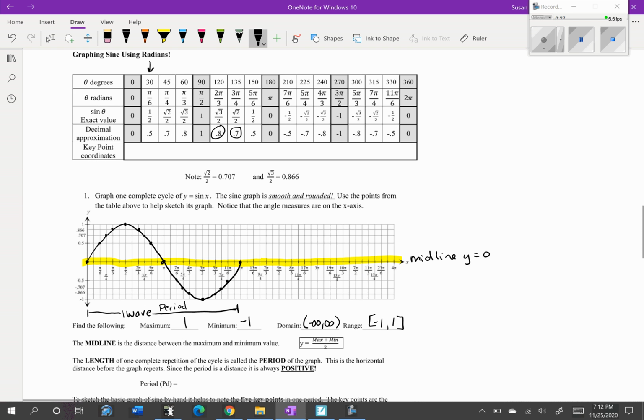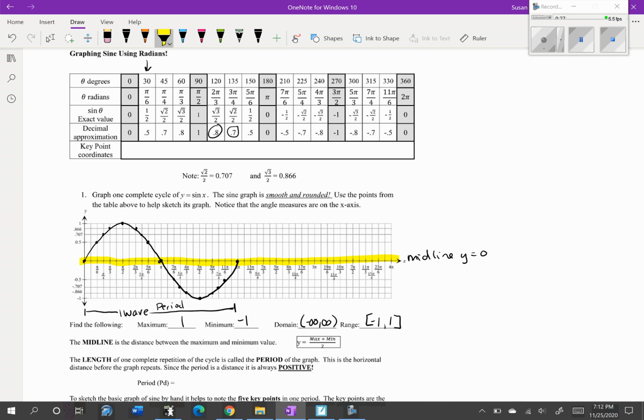So the midline, there is a formula to find. The midline is the distance between the maximum and minimum value. So this is how we can find it: the maximum plus the minimum divided by 2. In this case, you have the maximum, which is 1, plus -1, divided by 2, which gives us 0 over 2, which is why the midline is at y equals 0.